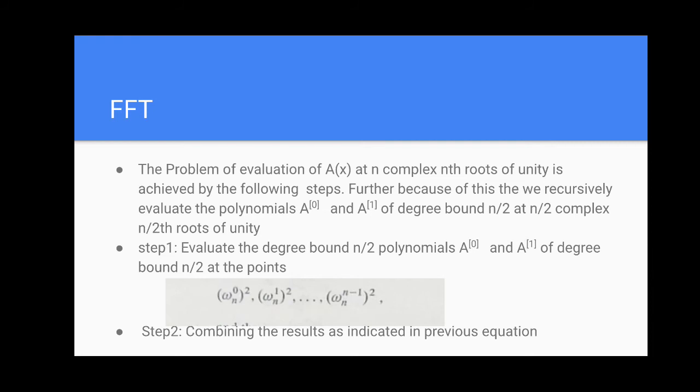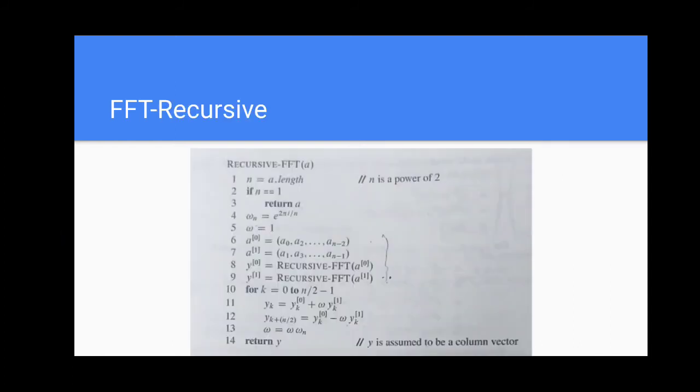The problem of evaluating A(x) at n complex nth roots of unity is achieved by the following steps. Because of this, we can recursively evaluate the polynomials A0 and A1 of degree bound n/2 at the n/2 complex n/2 roots of unity. So the first step in FFT is to evaluate the degree bound n/2 polynomials A0 and A1 at the points omega n of 0 whole squared, omega n of 1 whole squared, up to omega n of n minus 1 whole squared.